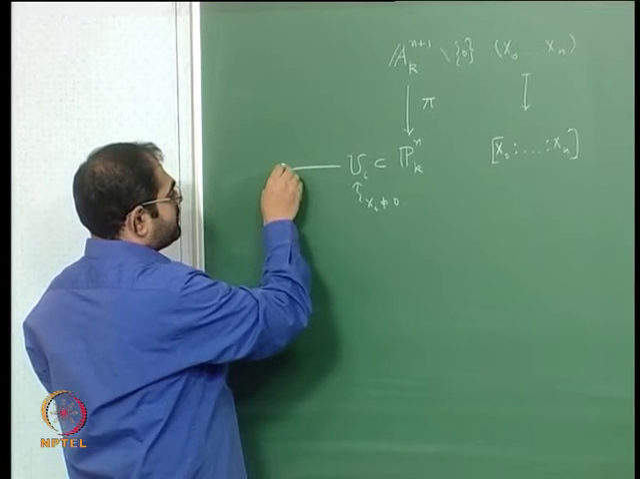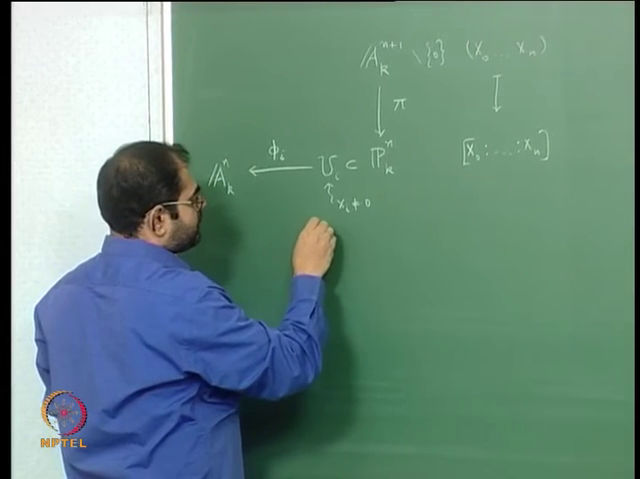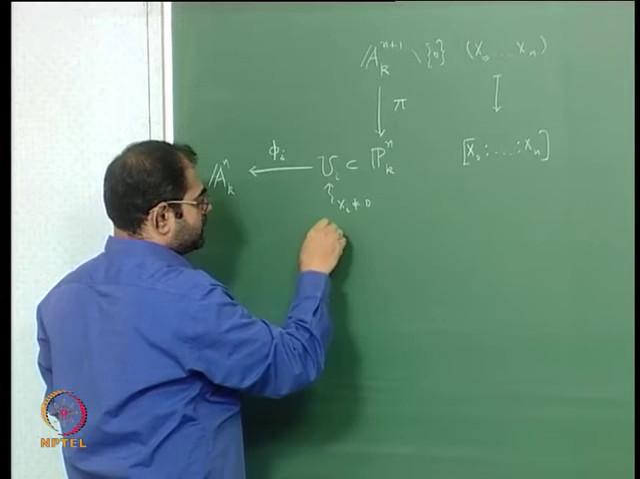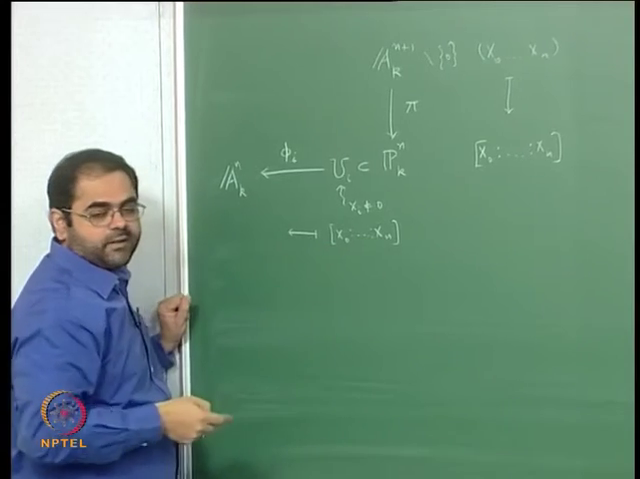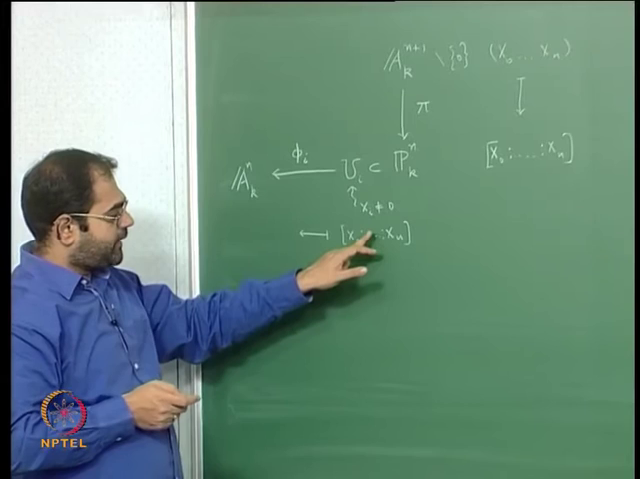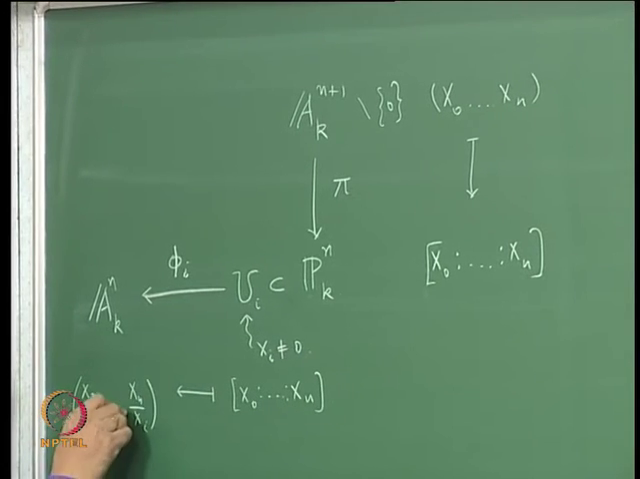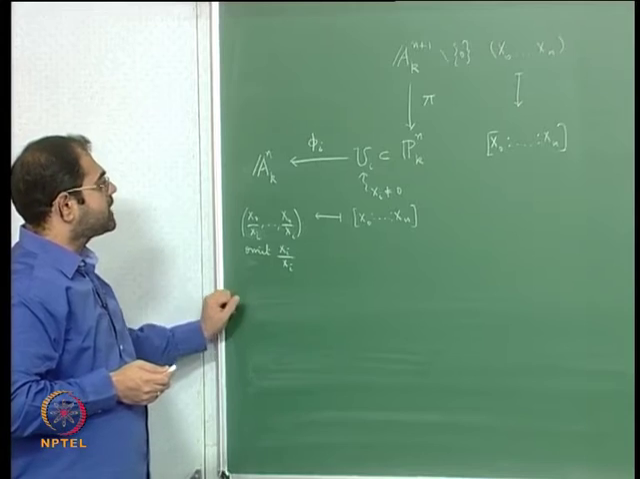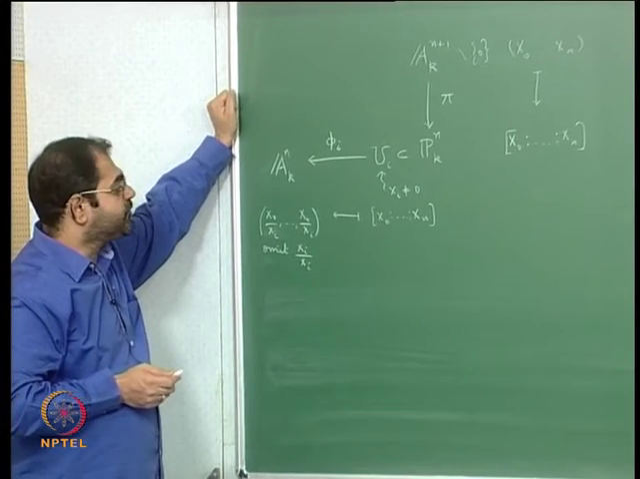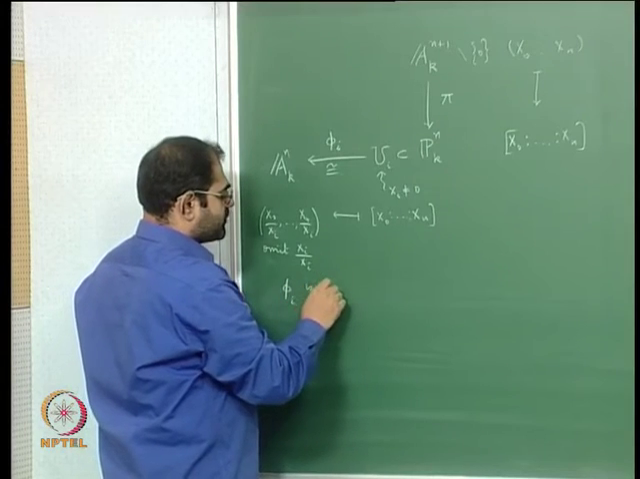But the point is that you have this map phi_i from U_i to A^n, n-dimensional affine space, which is gotten by sending your point with coordinates x_0, ..., x_n to, what you do is you divide every coordinate by x_i, and then at the entry x_i you will get x_i by x_i which is 1 and you forget it. So you just send it to the point (x_0/x_i, ..., x_n/x_i), and here you omit x_i/x_i. So what we saw last time was that this phi_i is actually an isomorphism of varieties, okay.